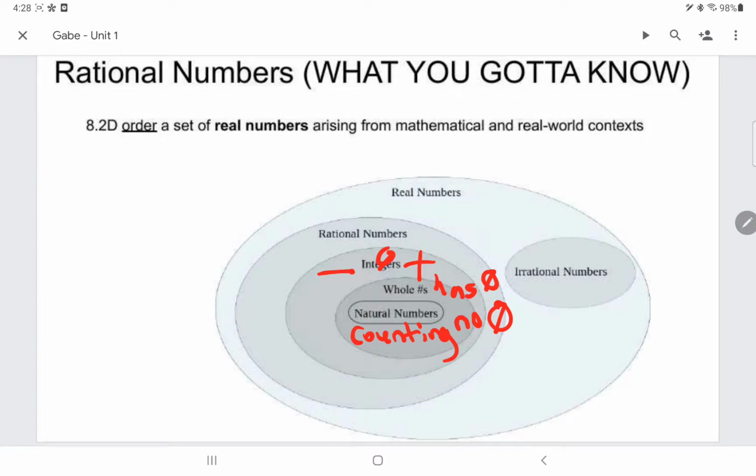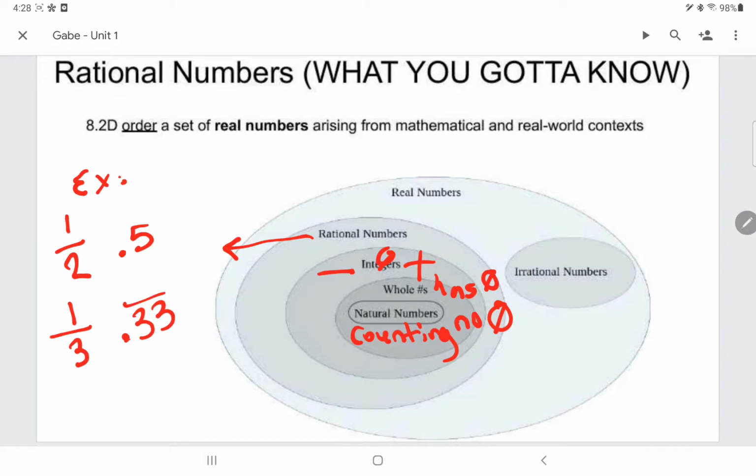Rational numbers are anything that repeats and or can be written as a fraction or a decimal. Examples. 1/2. That can be written as a fraction. It can be converted into a decimal. What about repeating decimals? Cool. Let's do 1/3. 1/3 turns into 0.33 repeating, right? So it repeats. It has a pattern, which makes it rational.